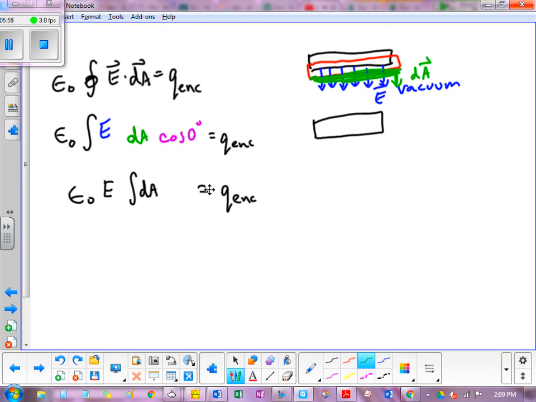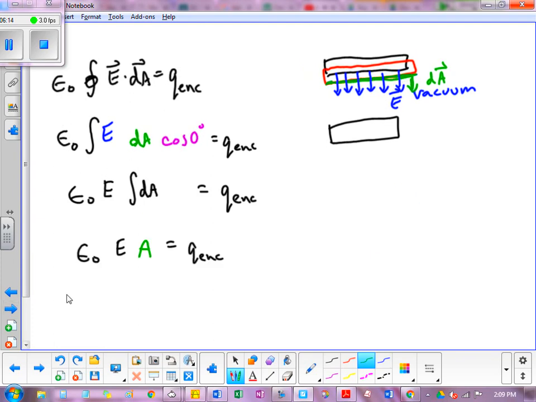And then since the area that we're interested in is just the bottom surface of that box, which happens to be the area of the capacitor plate, we can just replace integral dA with A. In other words, integral dA is just A. A means the area of the capacitor.